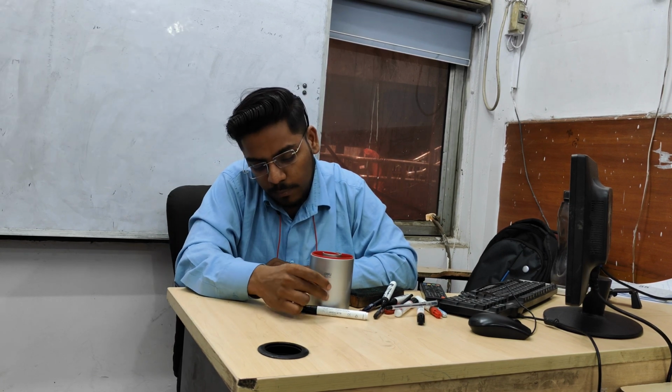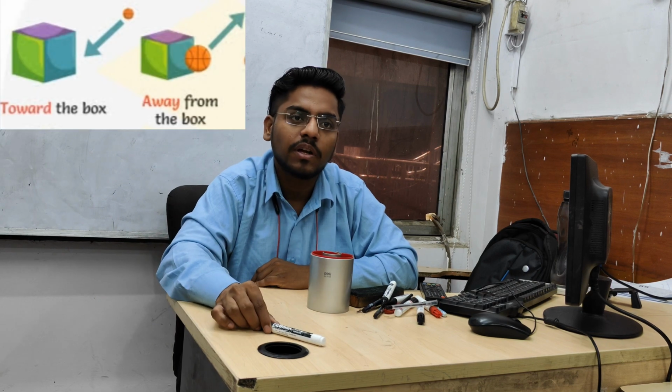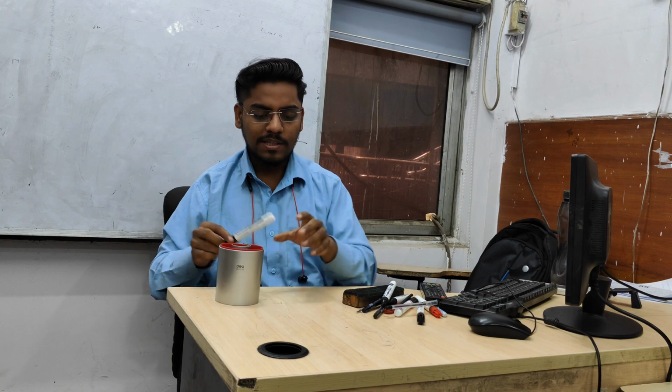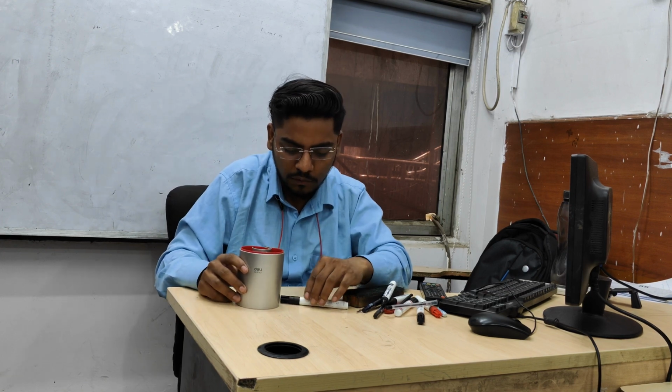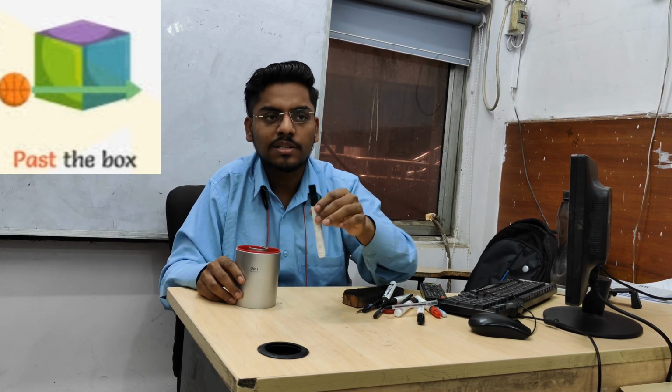But what happens if I just push it like that? That means it is going away from this box. So that is towards and that is away. Towards and away. Confusion here? Let's move forward now. When something is crossing very nearly or very closely like that, that means that is past the object. Not in a fixed position, that is moving like this. That is called past.